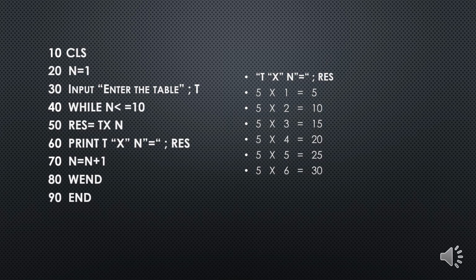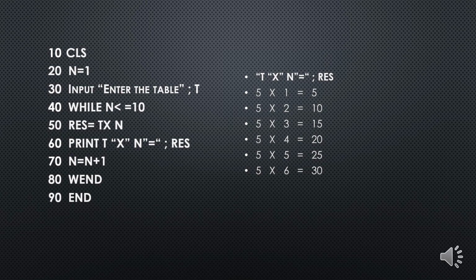At line number 70, n equal to n plus 1. Now n has the value 1, so 1 plus 1 equal to 2. n will become 2, and then the wend at line number 80 goes back to while at line number 40 and checks the condition again. Now n has the value 2. It will check the condition: is 2 less than or equal to 10? Yes, 2 is less than 10.